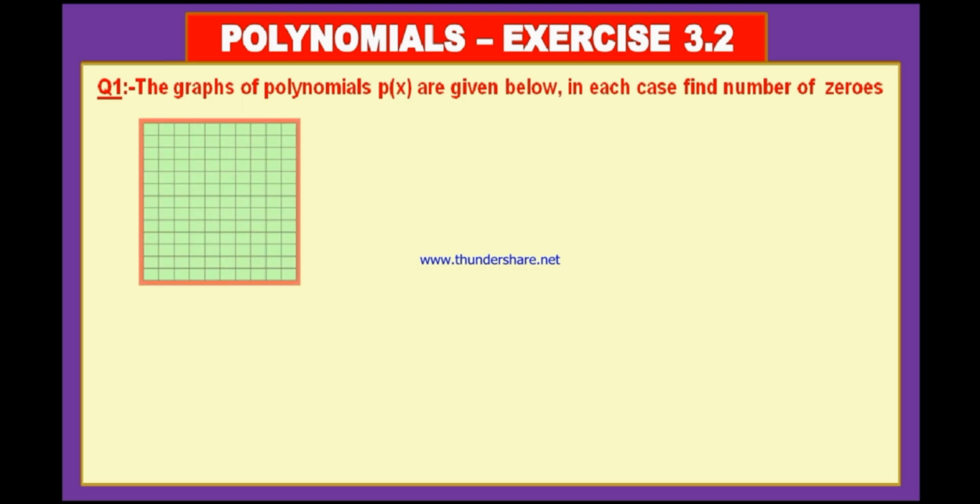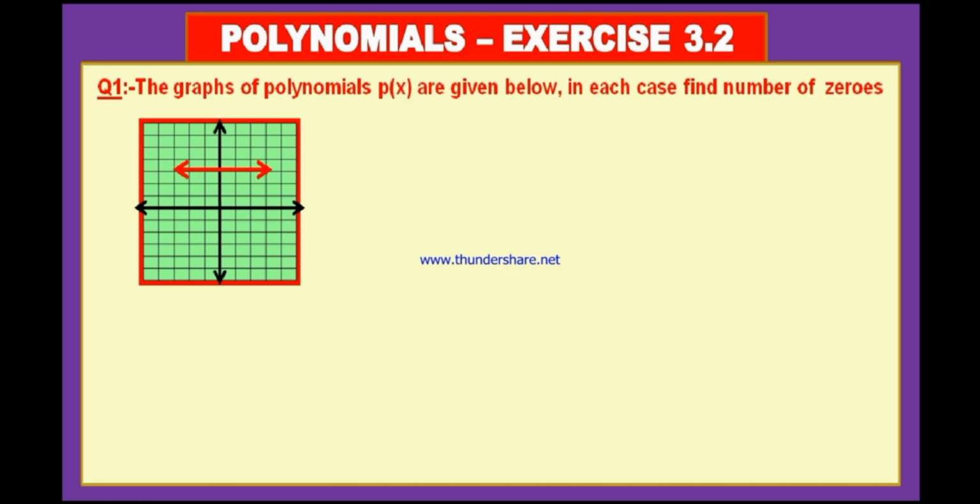Dear students, here is the first graph. The horizontal line of reference and vertical line of reference: the horizontal line of reference is called the x-axis and the vertical line of reference is called the y-axis. Okay. Now look at this graph. This red line represents the graph. Now this graph is a straight line.